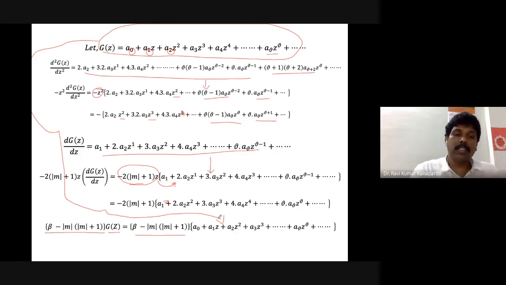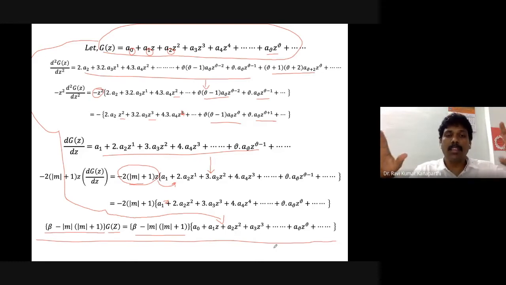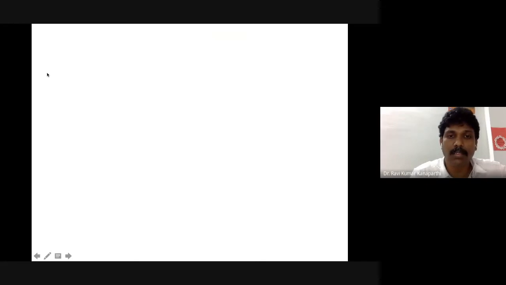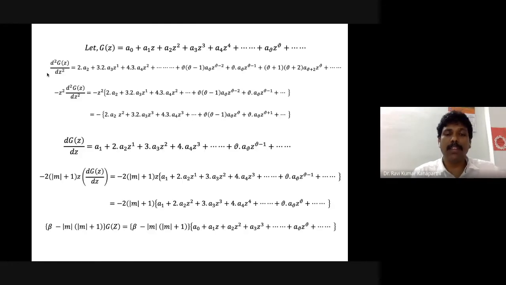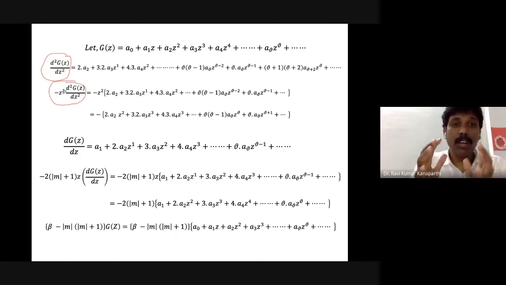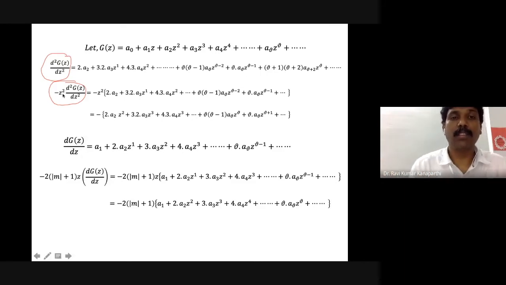So if you can just see this, on the left hand side you have d square z of z by dz square, right? And this is the quantity. So essentially this is nothing but 1 minus z square of d square z of z by dz square, right? So if you can combine these two terms, right?